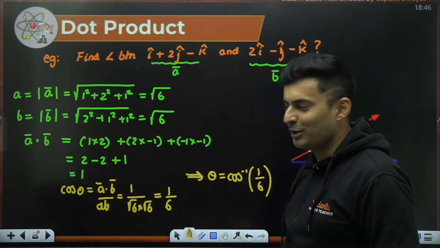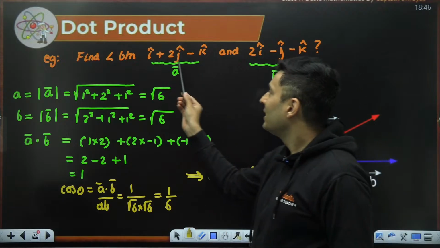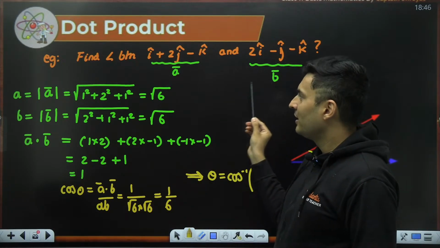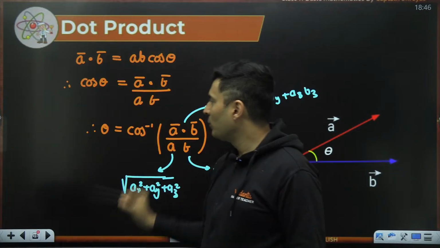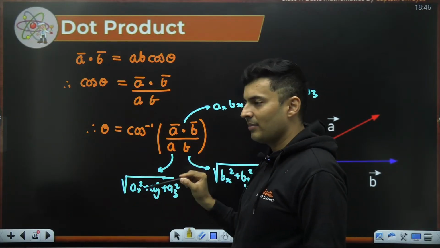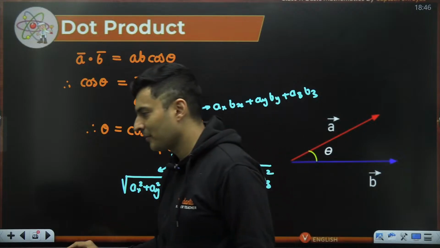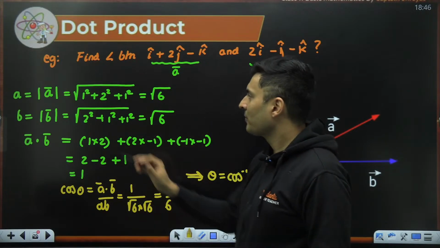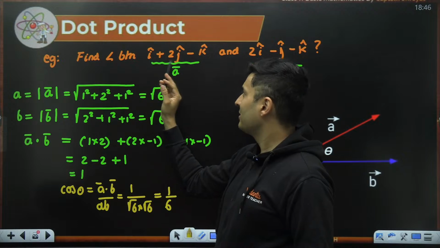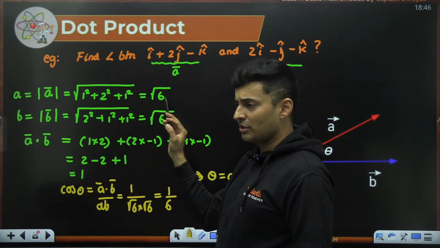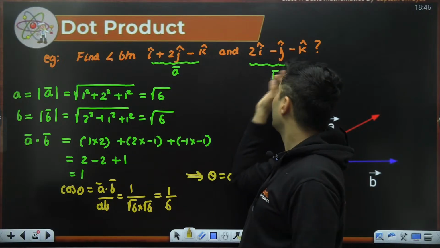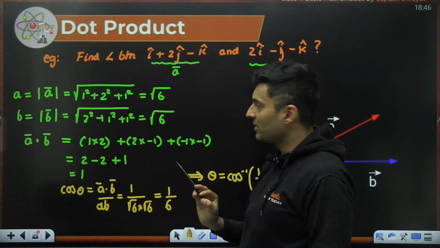I'll just explain the solution once more. Okay, let's assume this is vector A. Let's assume this is vector B. So to find the angle between the two vectors, I need A dot B, and A and B separately, their magnitudes. Now magnitude of A means this square, this square, under the root, which is root 6. Magnitude of B means 2 square, then 1 square, and then this 1 square, which is also root 6.